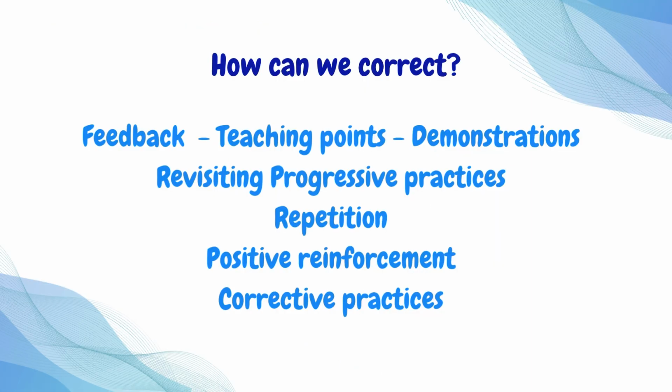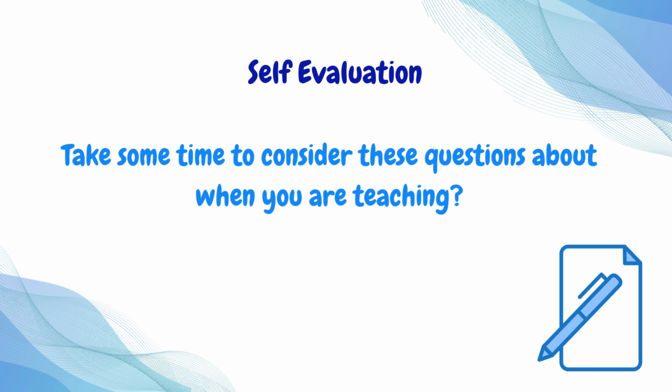How can we correct these faults? Feedback. Teaching points. Demonstrations. Revisiting progressive practices. Repetition. Positive reinforcement and corrective practices can all be used as corrective methods we should explore further. As we explore these points in more detail, we are going to complete a self-evaluation task. For this task, being honest and objective when you answer the questions will help you break bad habits, build good ones, and reach your goals.